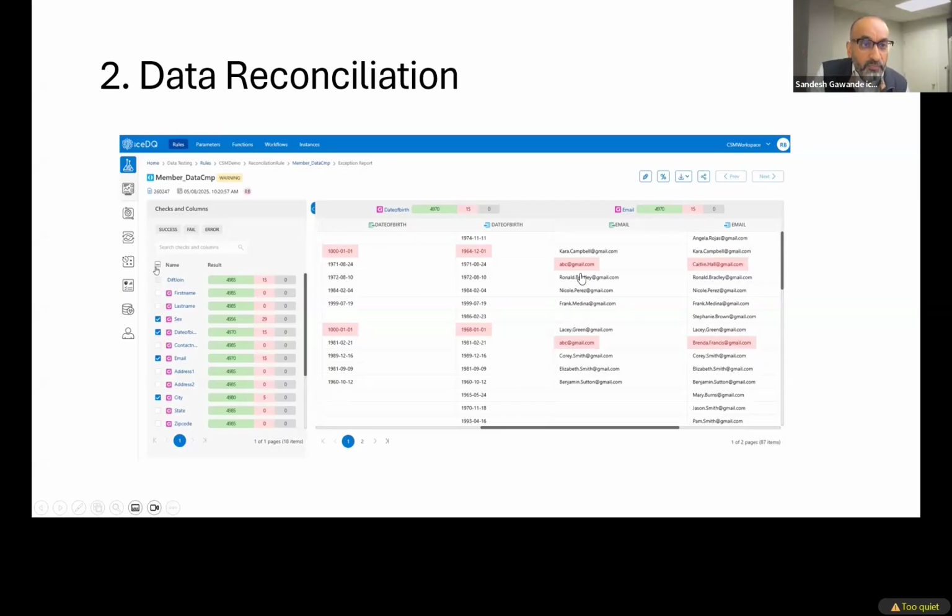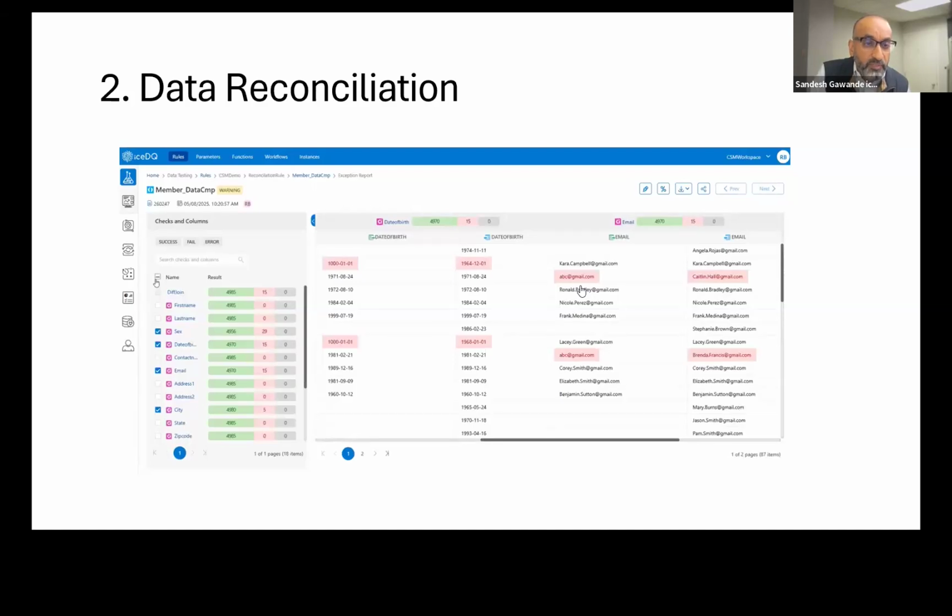Then let's look at, does IceDQ provide automated data reconciliation?